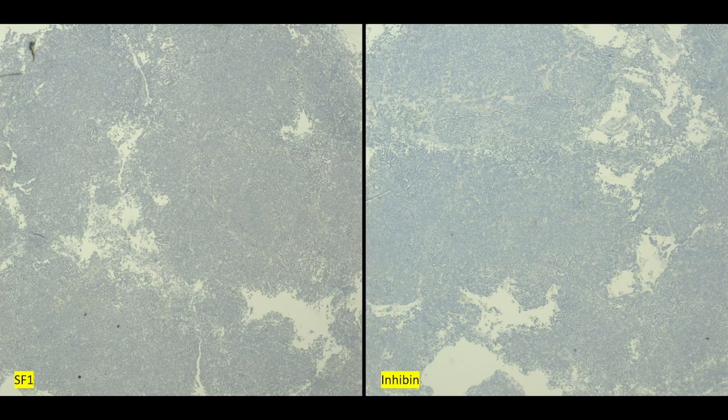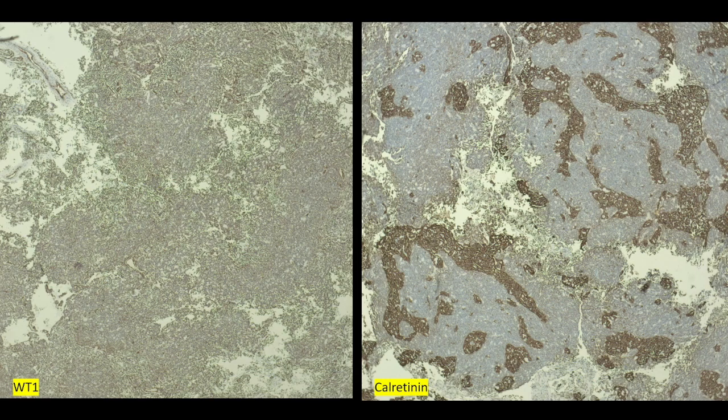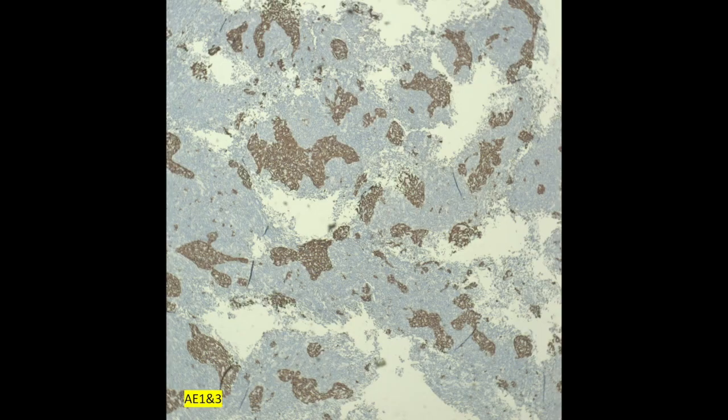To be able to find out the diagnosis, we ordered immunostains. Here are SF1 and inhibin, Sertoli markers, and they were negative in the tumor. WT1 was diffusely positive. Beta-catenin was more strongly positive in the epithelial component than the spindle cell component. AE1/AE3 and CK7 were positive in the epithelial component with the same pattern.